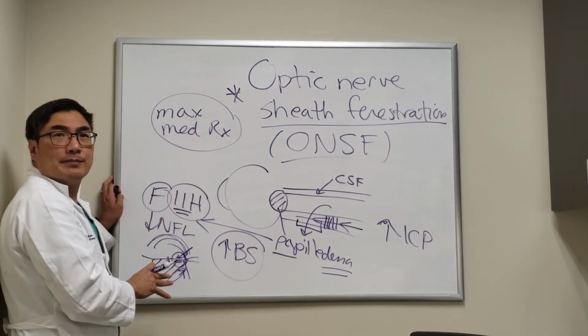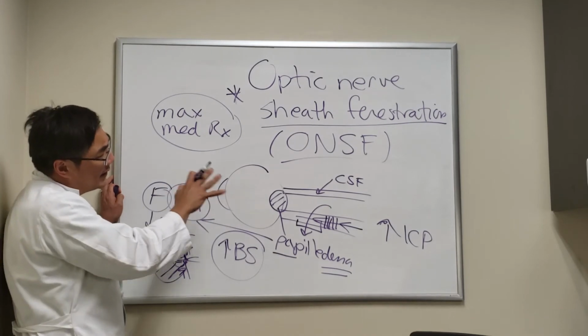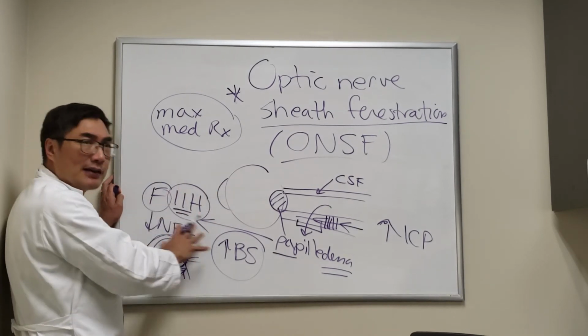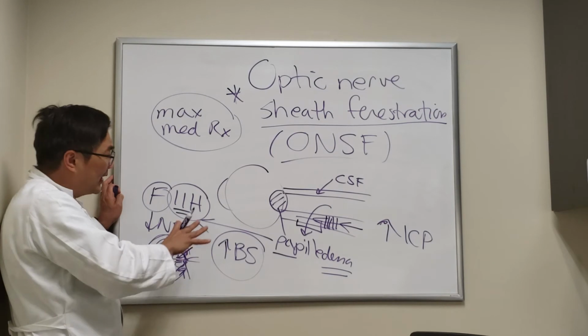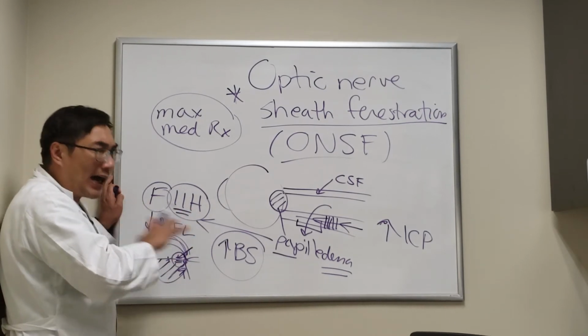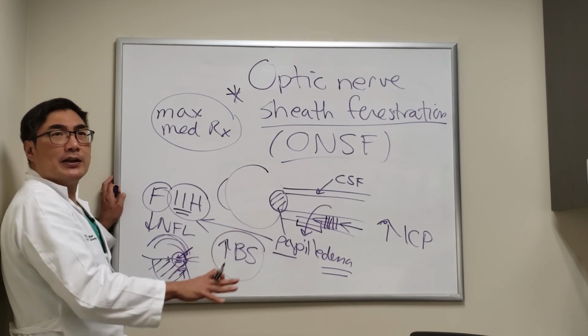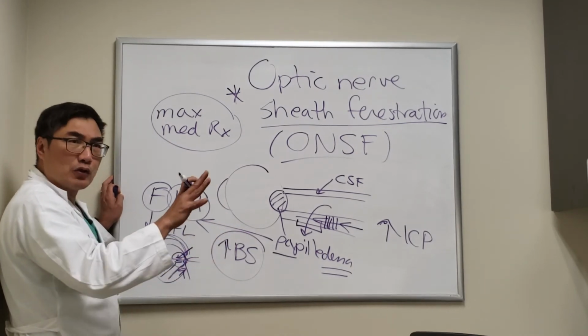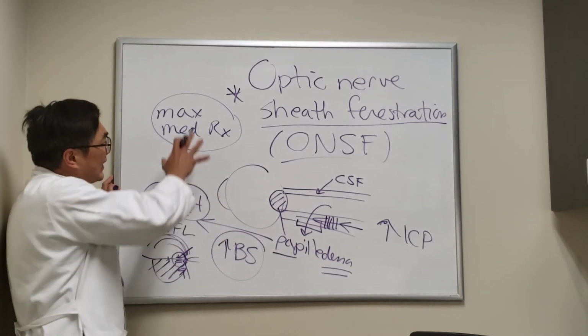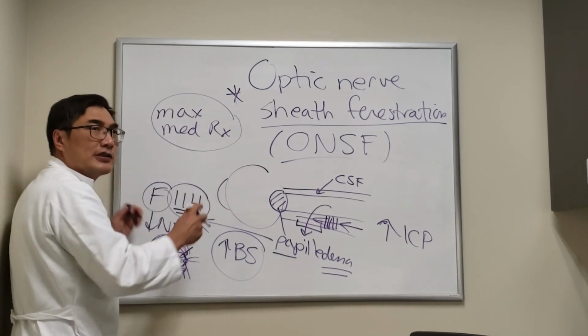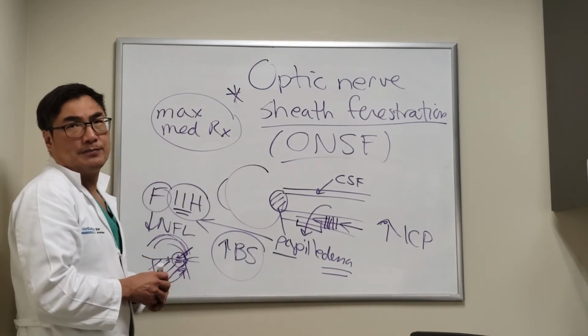The other reason to consider it is in papilledema not related to IH, so we would consider it even in patients who have IIH-related or non-IIH-related papilledema. So if they have papilledema from whatever source, if they're losing their vision, and they have failed maximal medical therapy, you could still do a sheath fenestration on that patient.